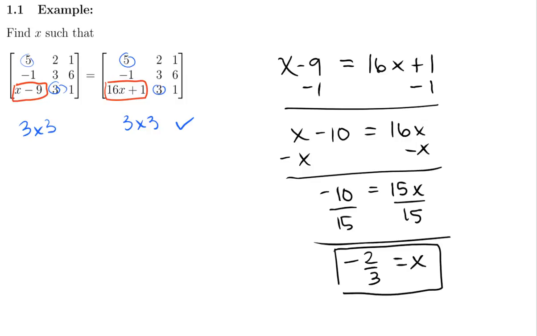If we let x be negative 2/3, then negative 2/3 minus 9 should equal 16 times negative 2/3 plus 1. And so these two entries in the matrix, in the different matrices, would be equal to each other.